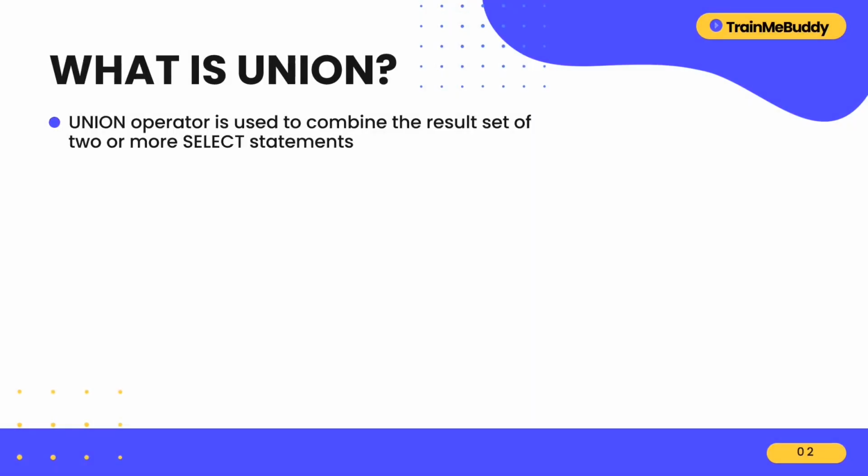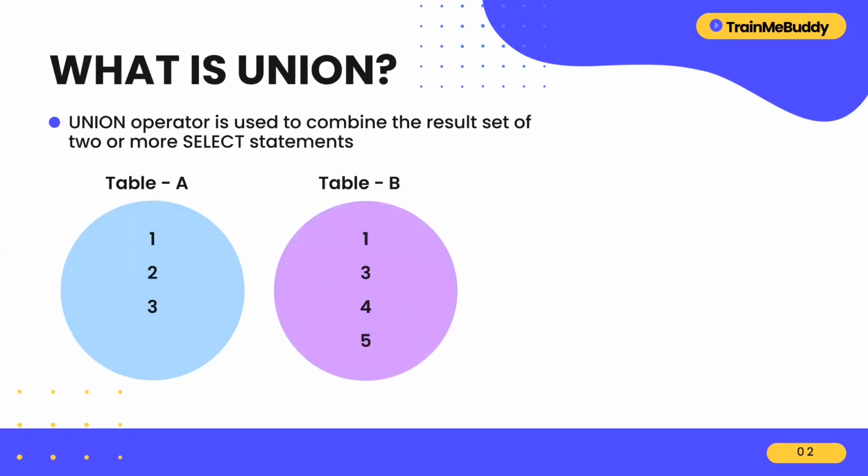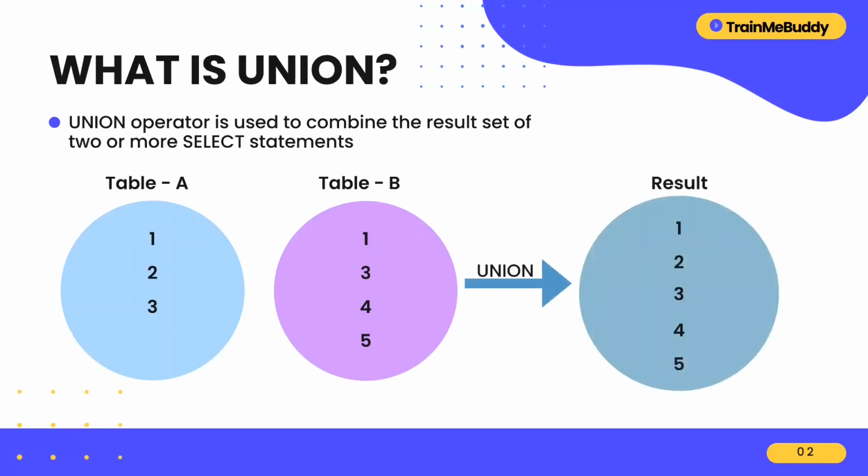So what is union about? The union operator, also called a set operator, is used to combine the result set of two or more select statements. Let's understand this using a Venn diagram. Let's say we have table A having 1, 2, 3 and table B having 1, 3, 4, 5. When we perform the union, it will get us 1, 2, 3, 4, 5. But notice that 1 and 3 are common between table A and table B, and they are eliminated in the result set. So union eliminates the duplicates when it combines the result set of two or more select statements.